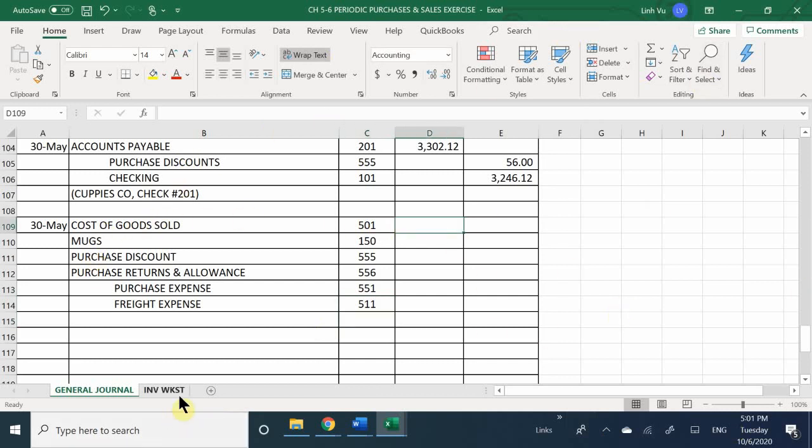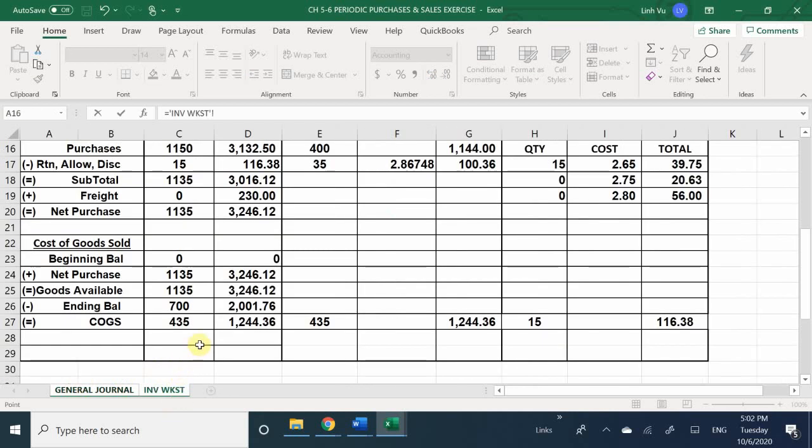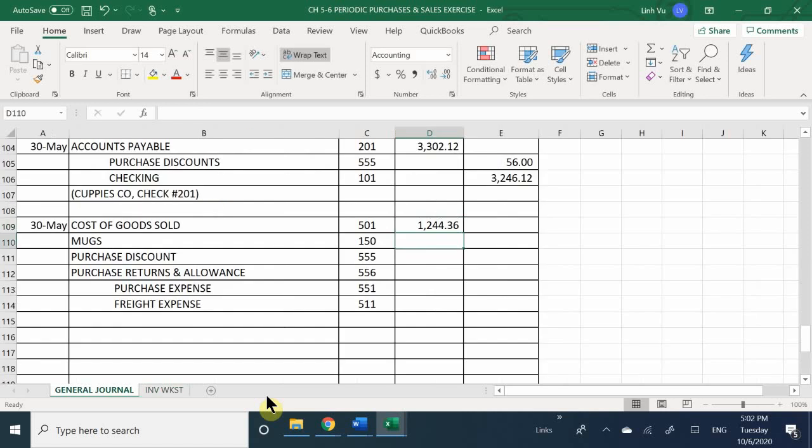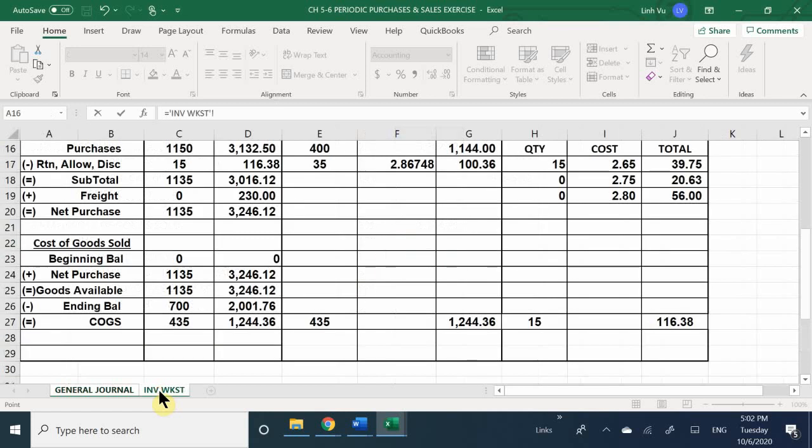So what was the total cost of goods sold? $435. Sorry, that's the one I had the wrong number on, so I have to fix that. $1,244.36. Correct. What was the total amount of ending inventory that I need to place in here, that I moved from expense to it? 2,176. Yes. My ending inventory that I calculated was 700 units. So therefore my balance is 201.76.